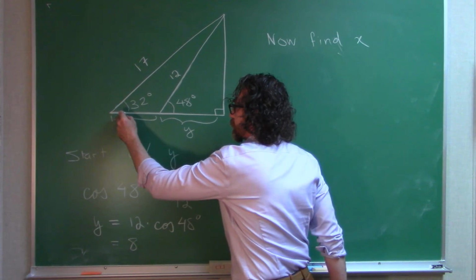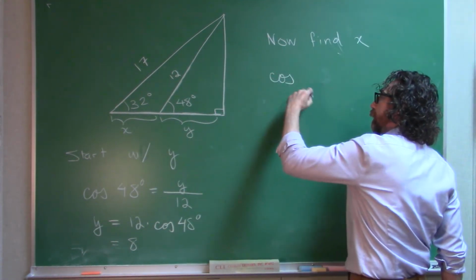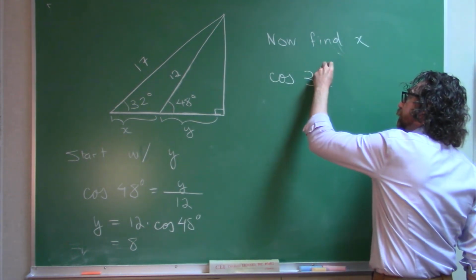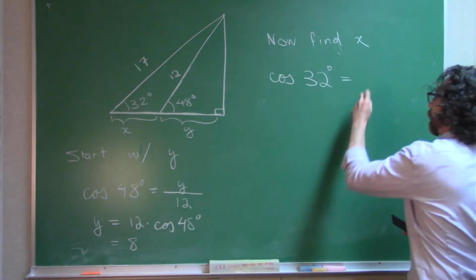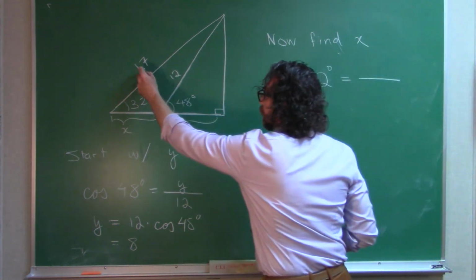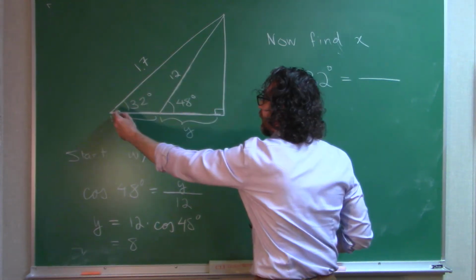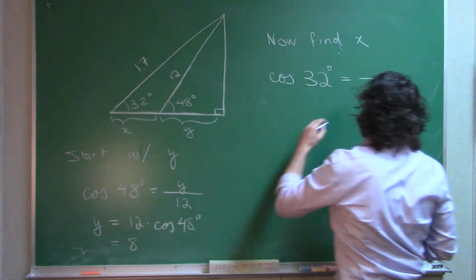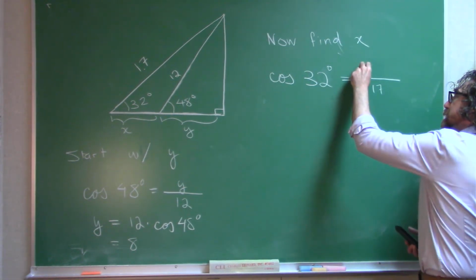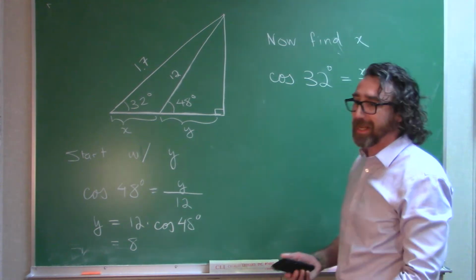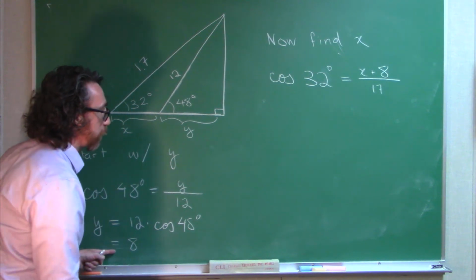Now, that side is adjacent to the 32 degree angle, so once again we're going to bring in cosine. It's cosine 32 degrees equals the adjacent side over the hypotenuse. Okay, the 32 degree angle is part of this outside triangle that has a hypotenuse of 17. Now, the adjacent side is actually x plus 8. Okay, where's the 8 coming from? Well, it's coming from what we just found.